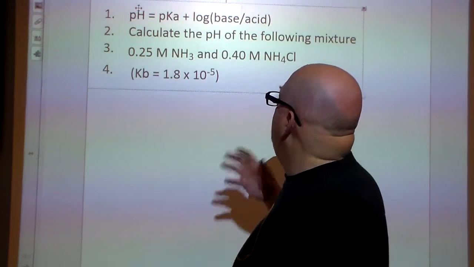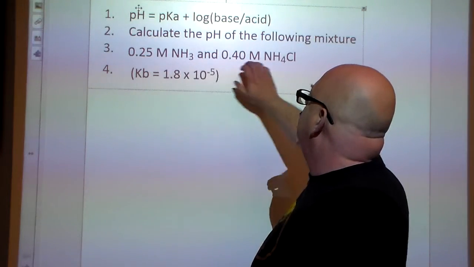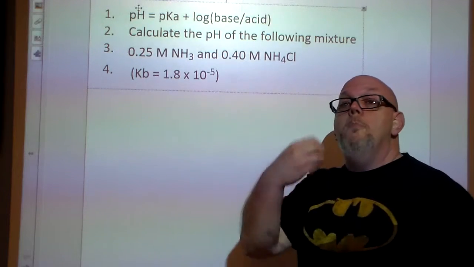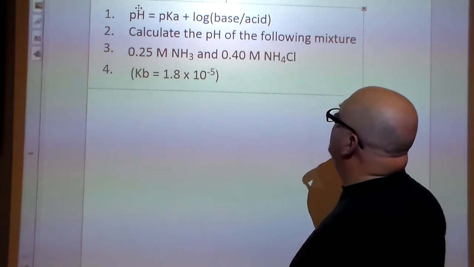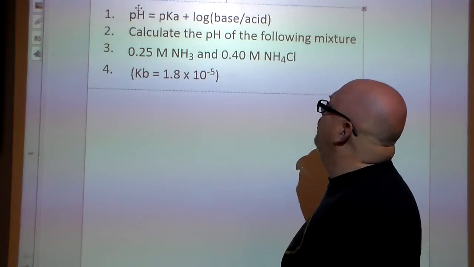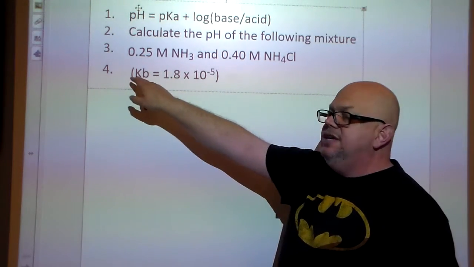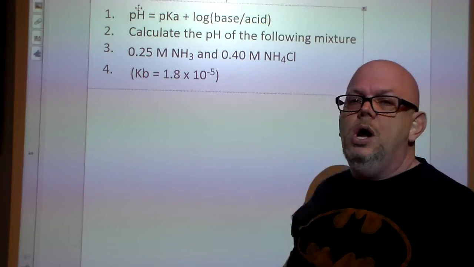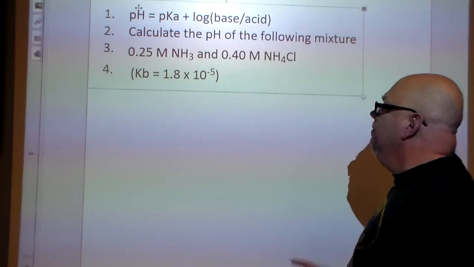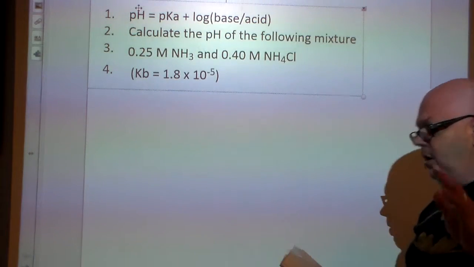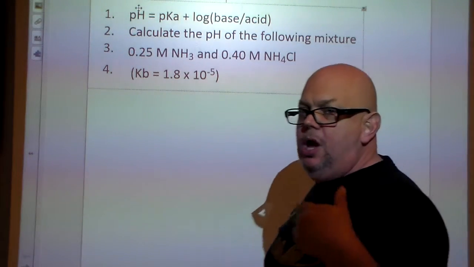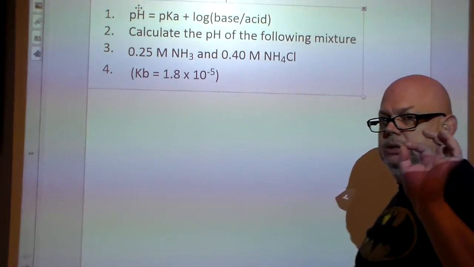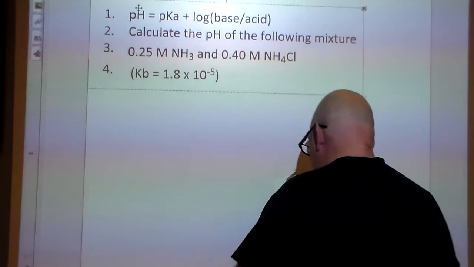So here's the idea. We have a mix of NH3 and NH4Cl, otherwise known as ammonia and ammonium chloride. It says calculate the pH of the following mixture. Notice that they don't give us a Ka, they gave us a Kb. This might require a little bit of thinking here, but that's okay. We can go ahead and try to use the ICE method, which I worked out on paper, but this way is going to be a little bit easier for us. So let's take a look.